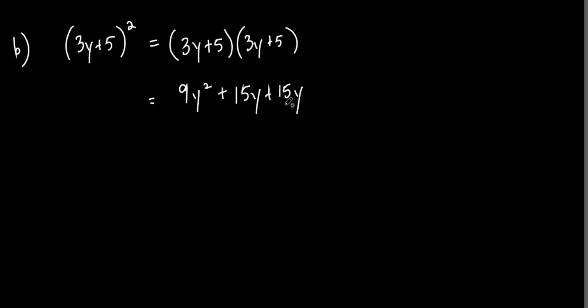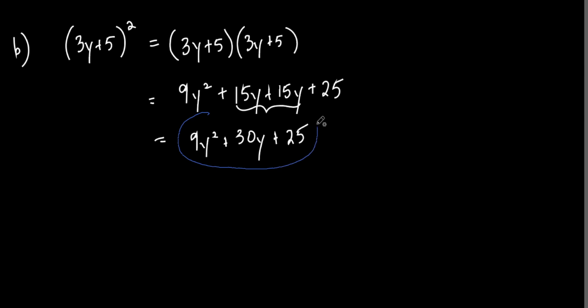It's not going to cancel out, is it? Plus what? 25. And now let's add like terms. 9y squared plus what? 30y. See that? It doesn't go away. It becomes 30y plus what? 25. All right? So there you go.